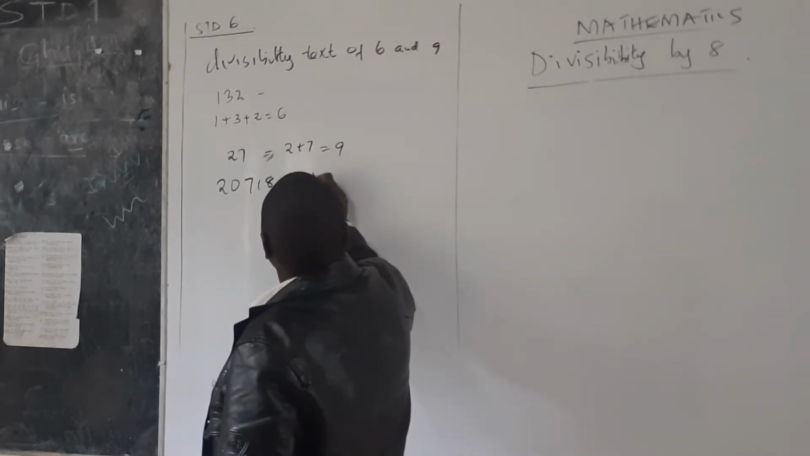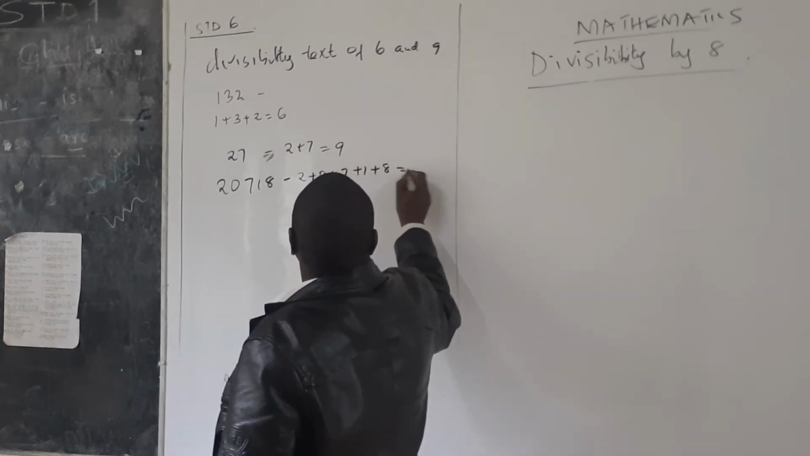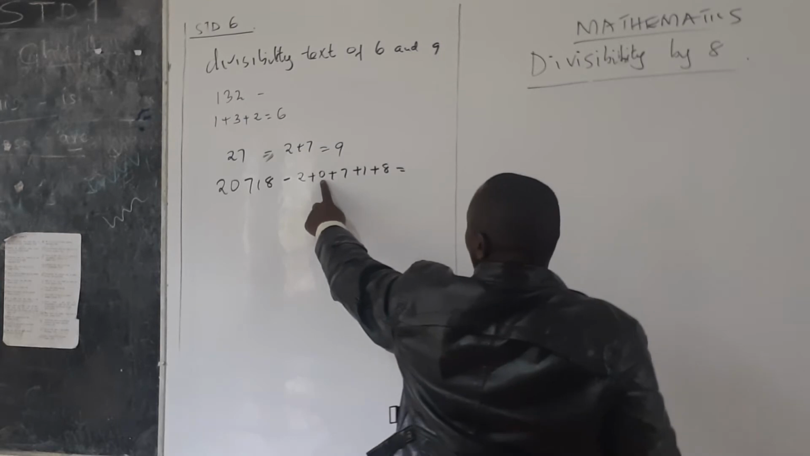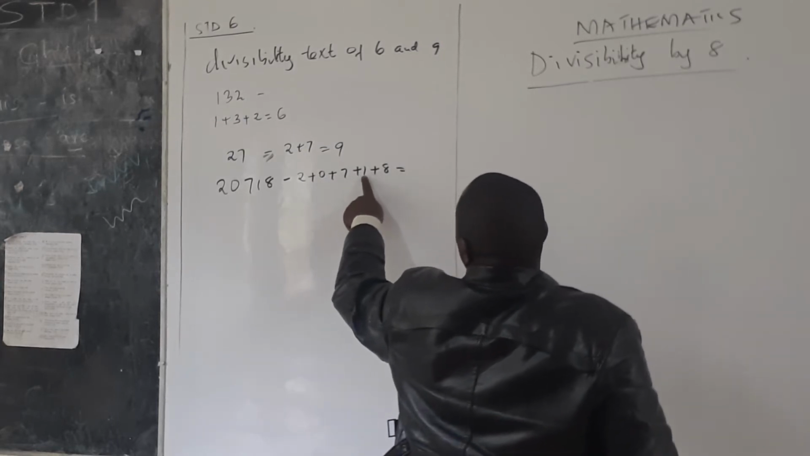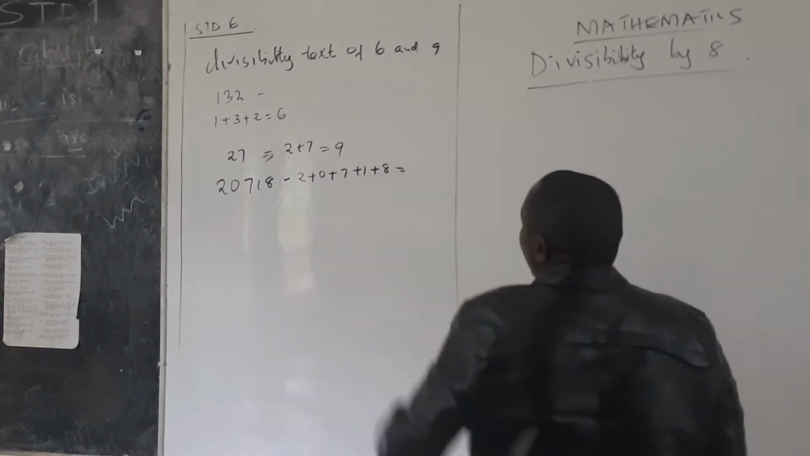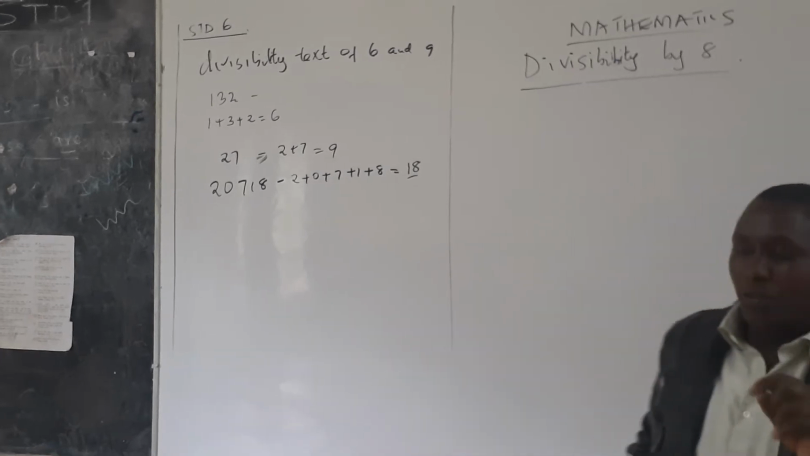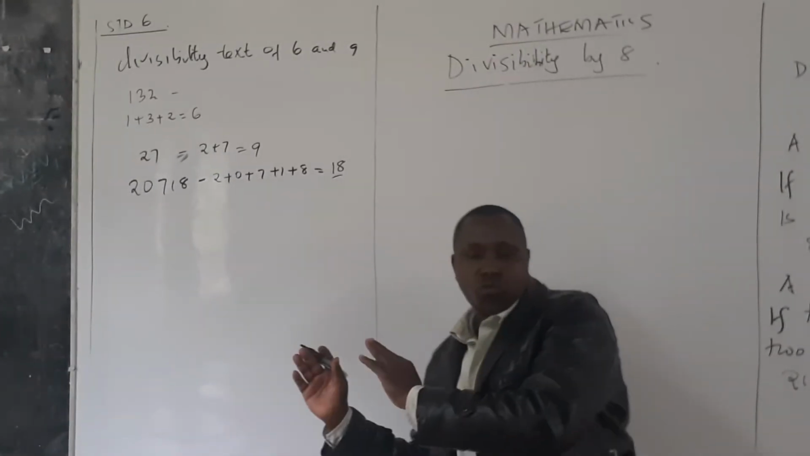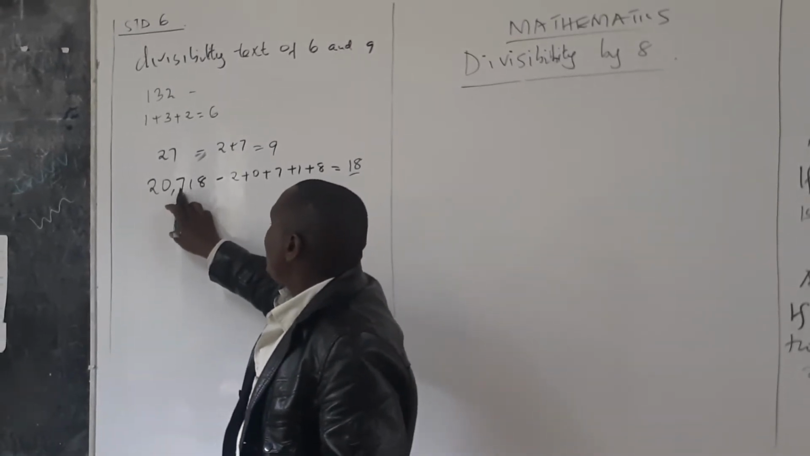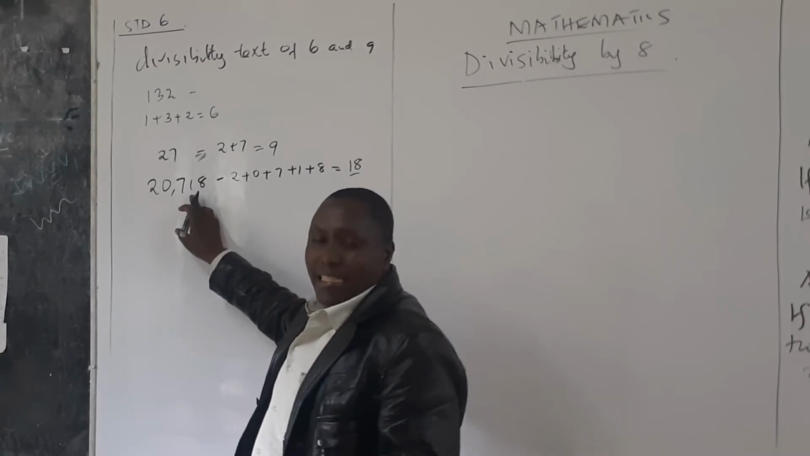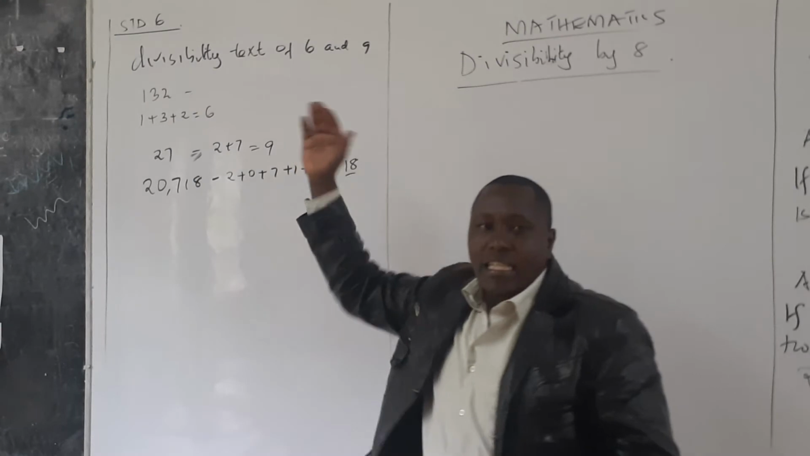When you have 2 plus 0 plus 7 plus 1 plus 8. When you say 0 plus 2 is 2, 2 plus 7 is 9, 9 plus 1 is 10, 10 plus 8 is 18. 18 is a multiple of 9. When you say 9 times 2 is 18. That means this number 20,718 is divisible by 9 by just using the divisibility test.